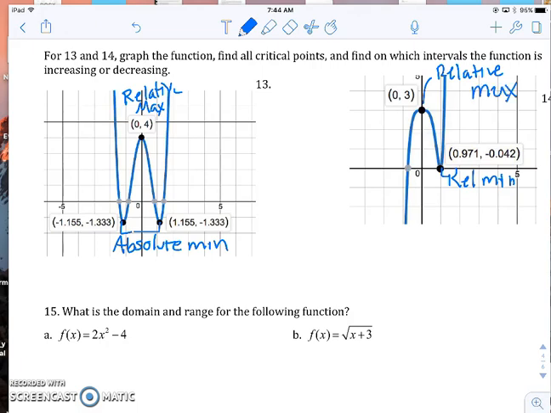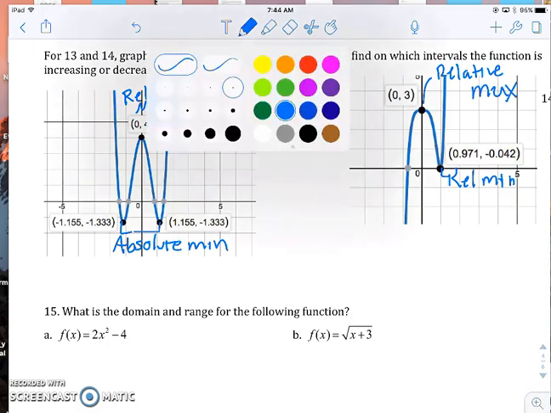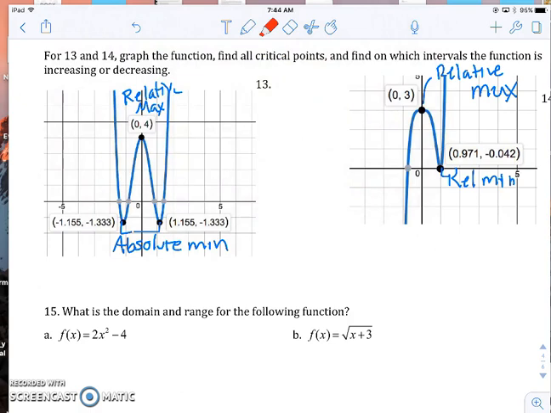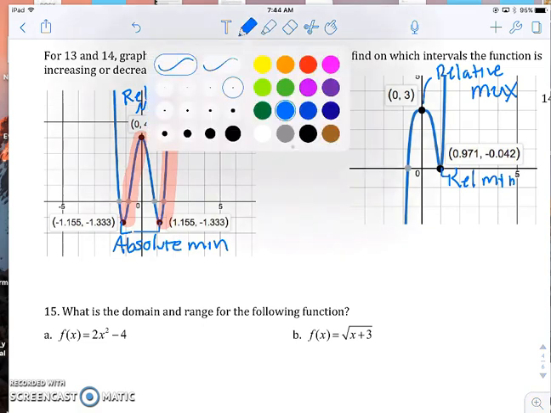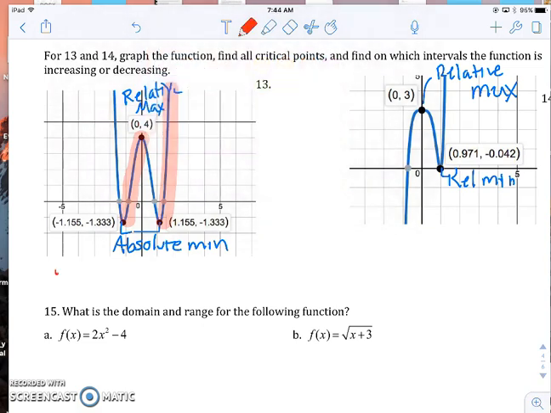So now we have to describe increasing and decreasing. If I was to look at this one, it's increasing here and here. But again, to describe those increases, we use our x values. So negative 1.155 all the way up to 0, it's increasing. And then from positive 1.55 to infinity.